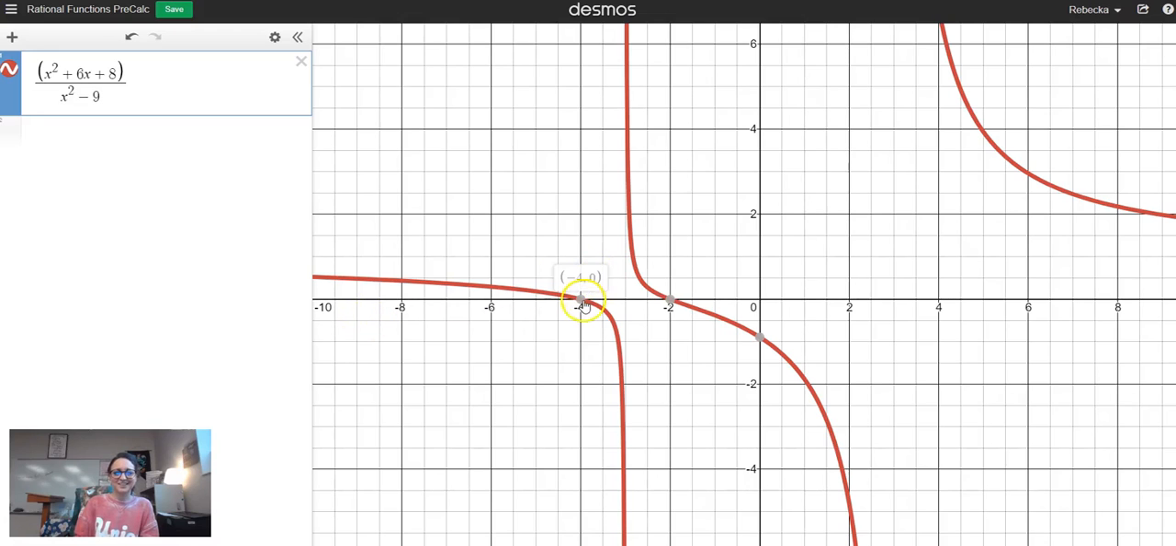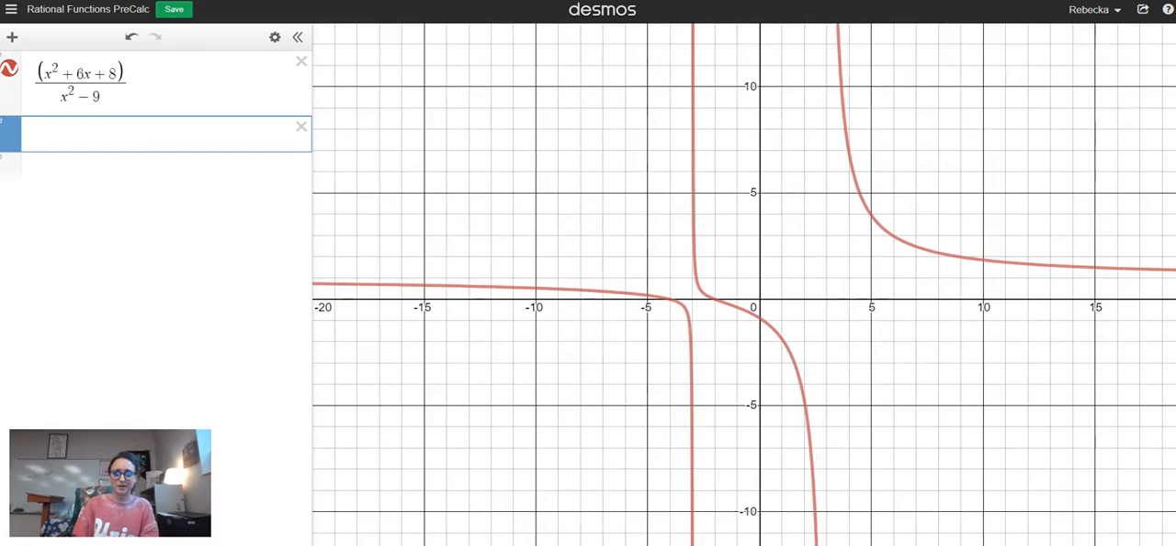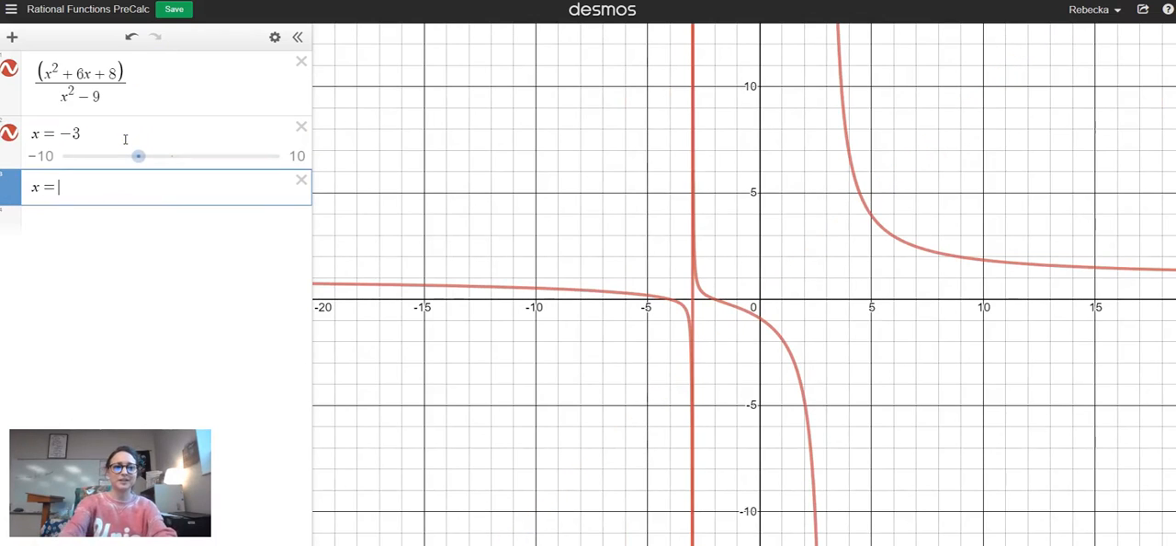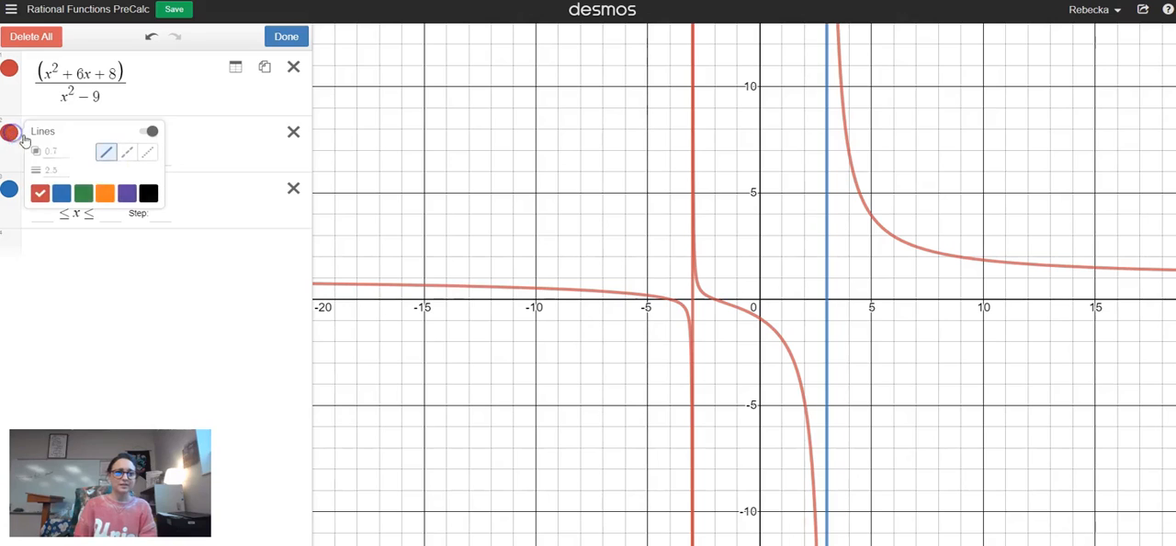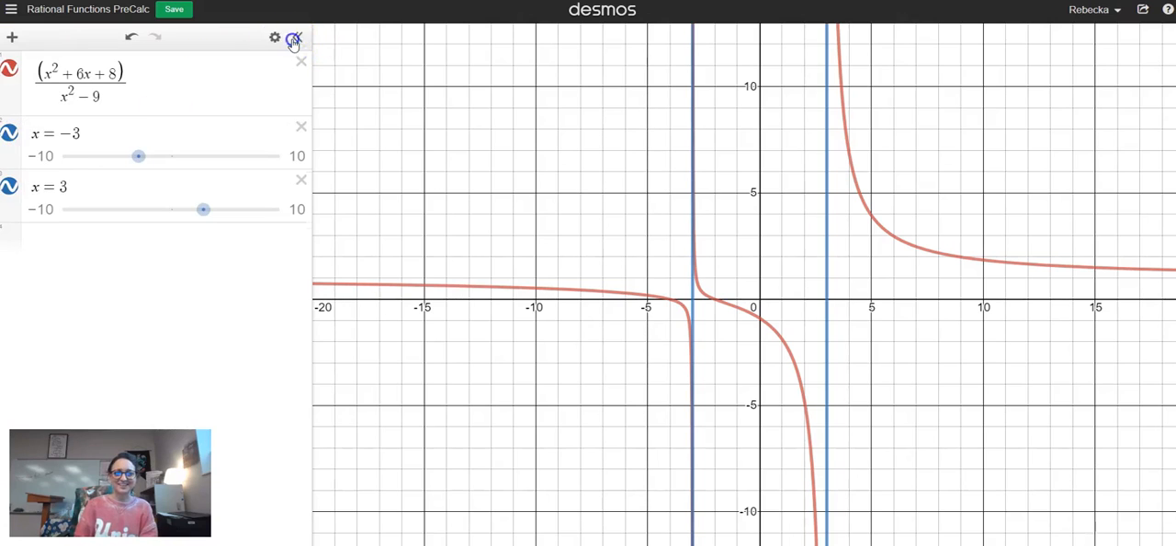All right, here's what we should have gotten. Our x-intercepts are at x equals -4 and -2. Our vertical asymptotes, if we want to maybe zoom out here again, but then you're going to get x equals -3 and x equals +3 for your vertical asymptotes. So your domain is all real numbers other than -3 and +3.